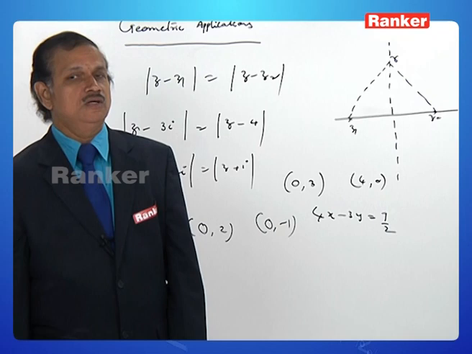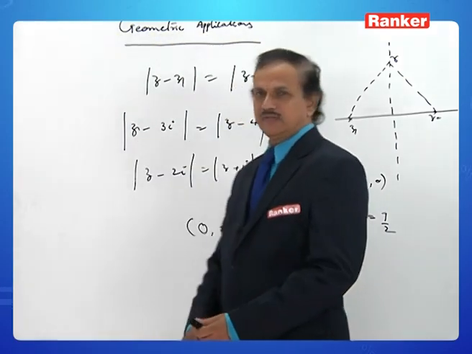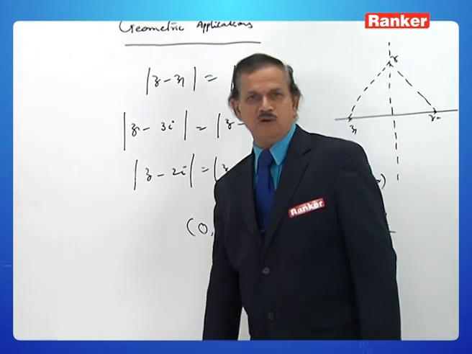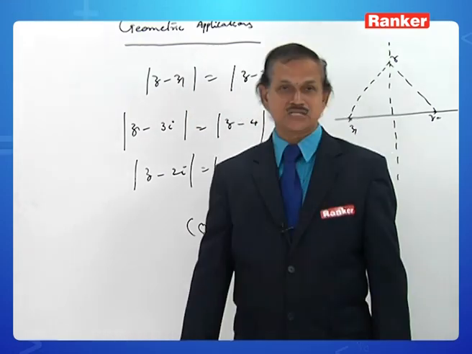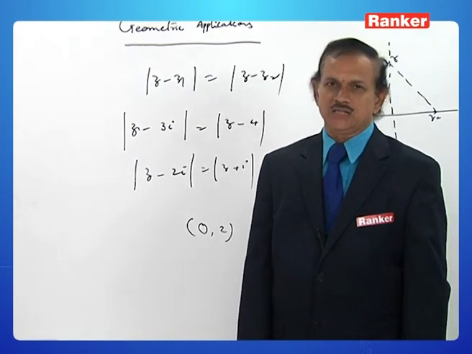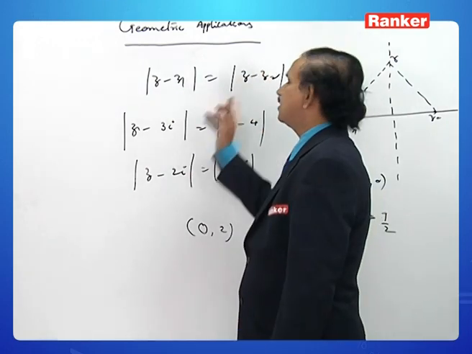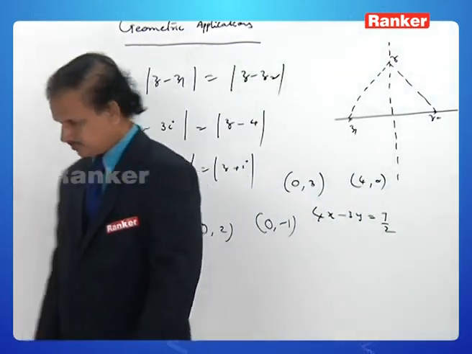So we are ready to have the answer because we know that the locus of the form mod z minus z1 is equal to mod z minus z2 is nothing but the perpendicular bisector of the segment joining z1 and z2. Yes. Next one.